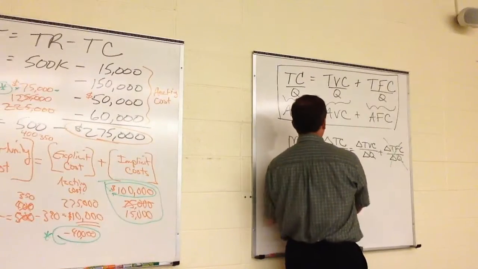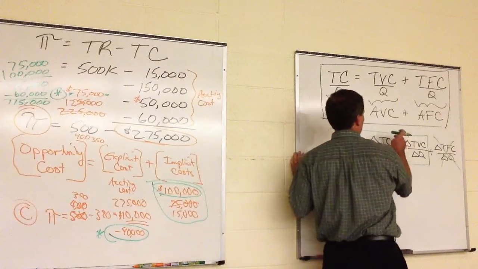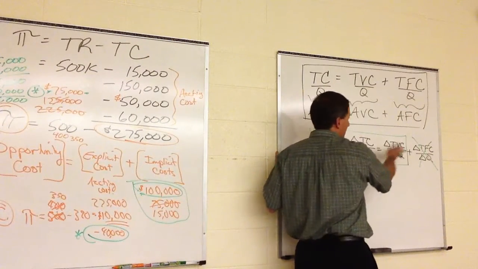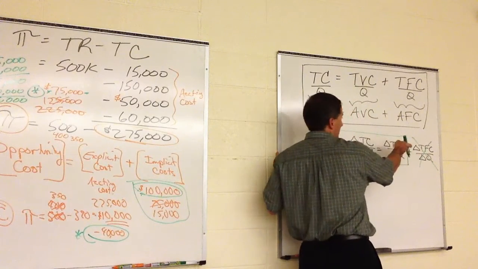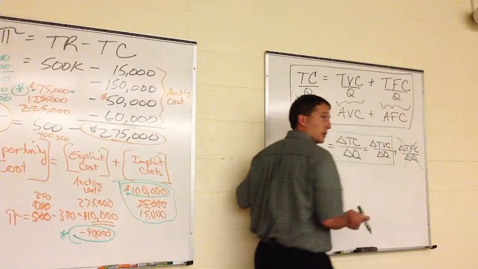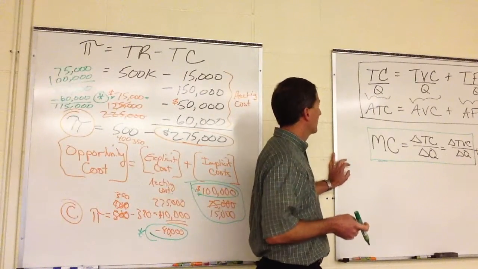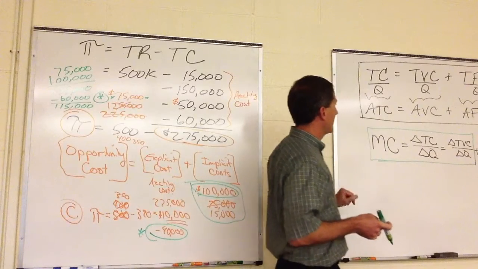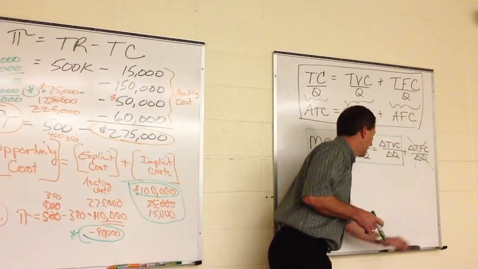Now you've got 2 formulas here that you need to know for marginal cost. Change in total cost, or the only things that are going to change anyway are the variable costs. So it's the change in total variable cost over the change in quantity. All right, so those are the formulas, kind of the key ones to commit to memory.